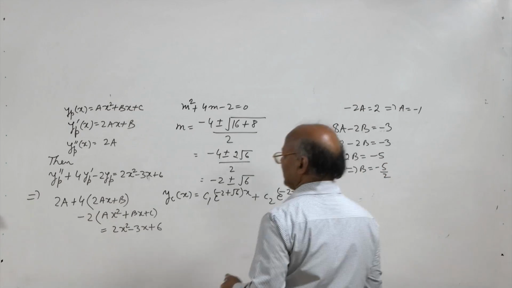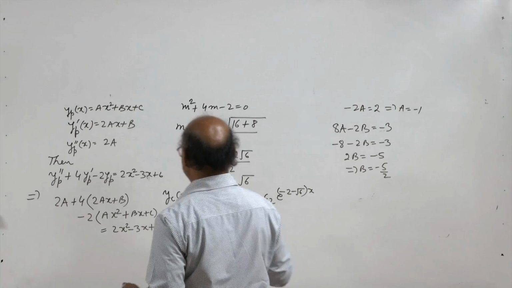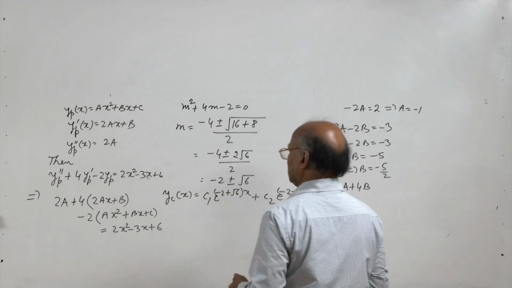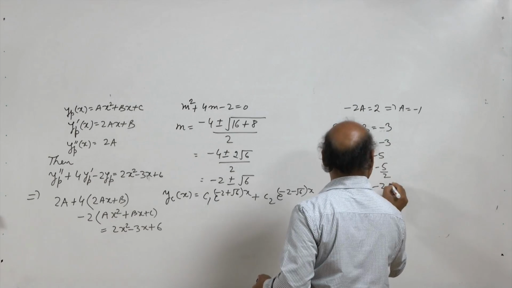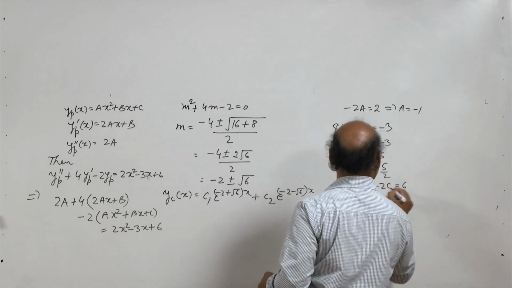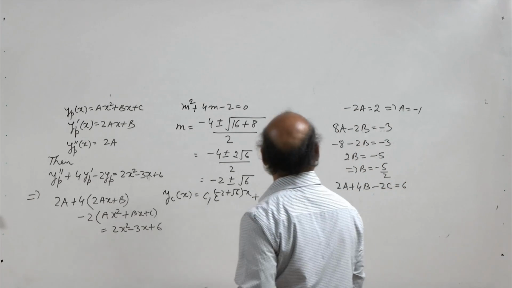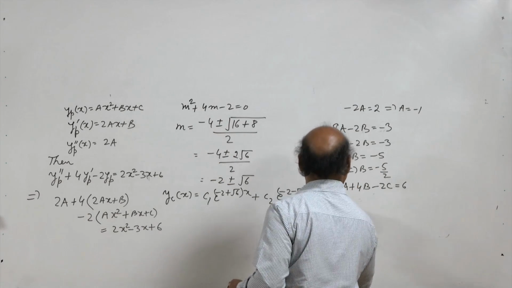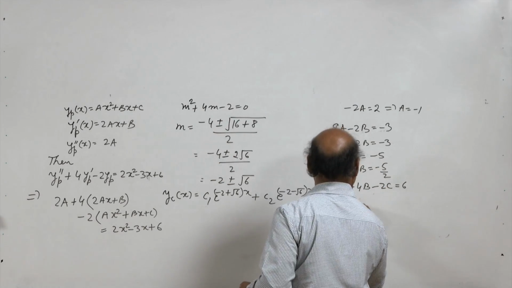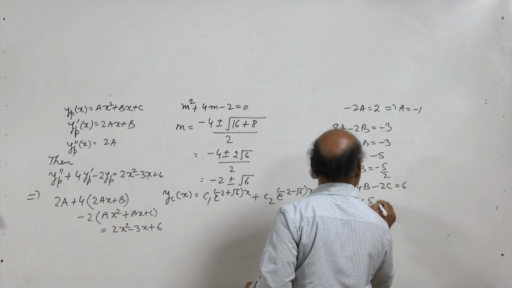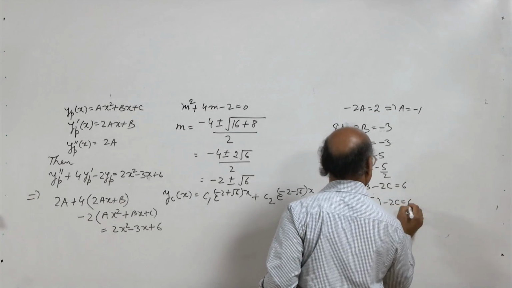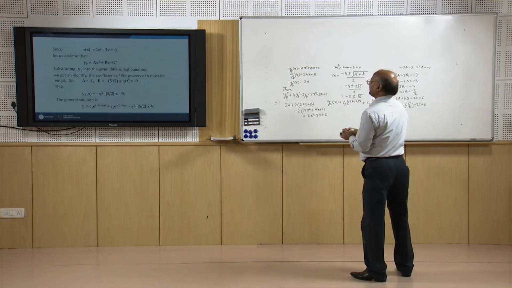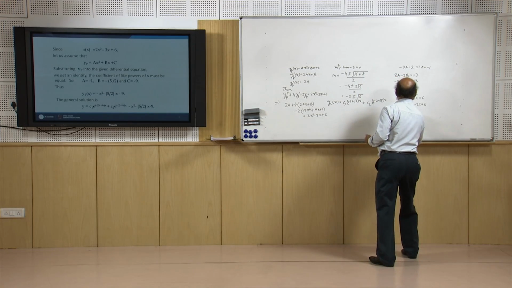And when you equate the constant terms on both sides, we get 2a plus 4b minus 2c equal to 6. So, substituting the values of a and b, minus 1 and minus 5 by 2, we shall have c equal to minus 9.